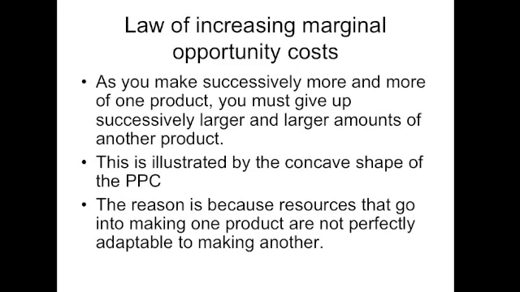The reason why there is increasing marginal opportunity costs is because the resources that go into making one good are not perfectly adaptable to making the other good. So for example, there were tables of workers that were better at making candy or axes or whatever than others that were better at making the other product, like broccoli or sharp rocks or something like that. The labor resources are not perfectly suited to making each.